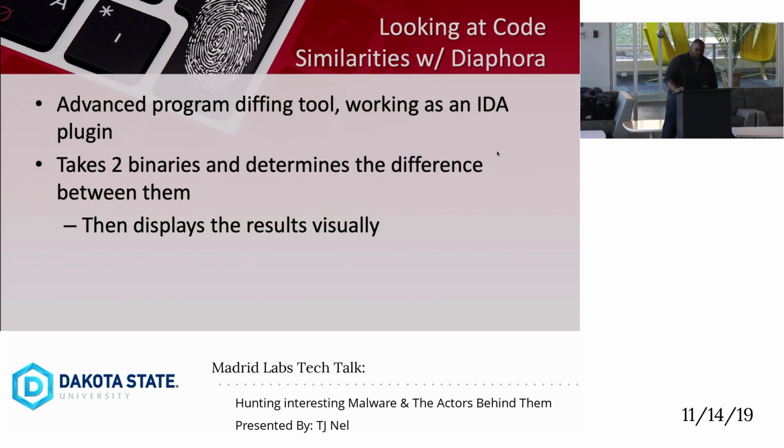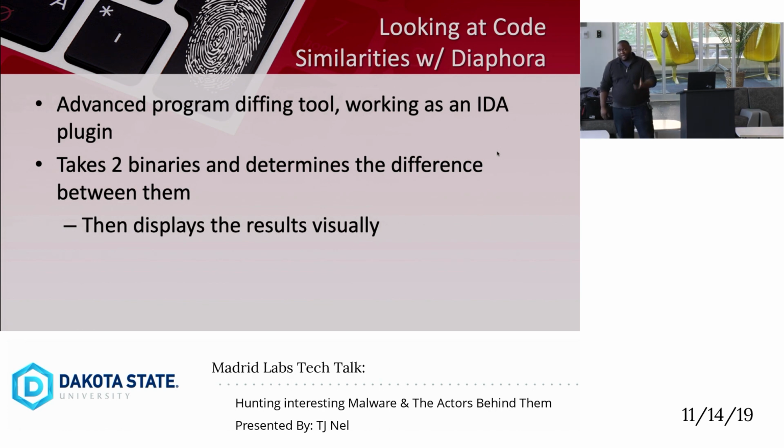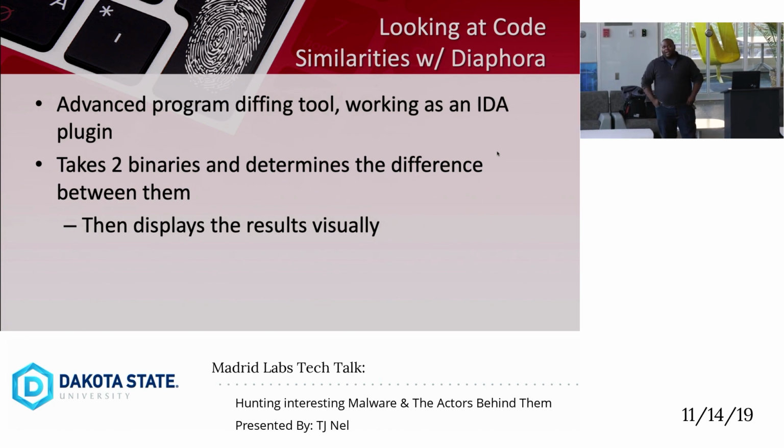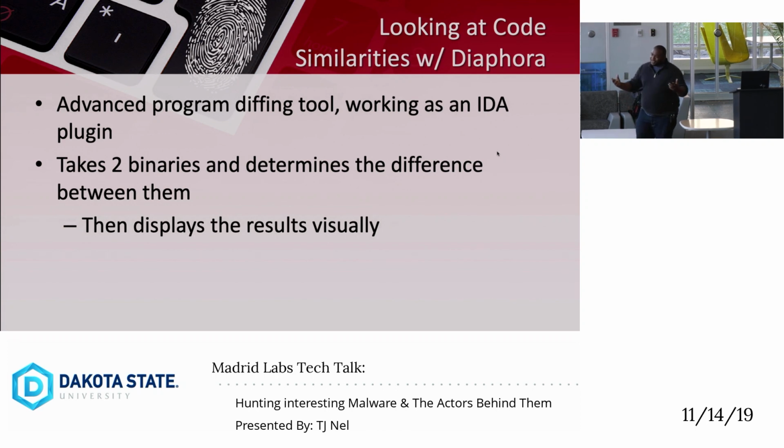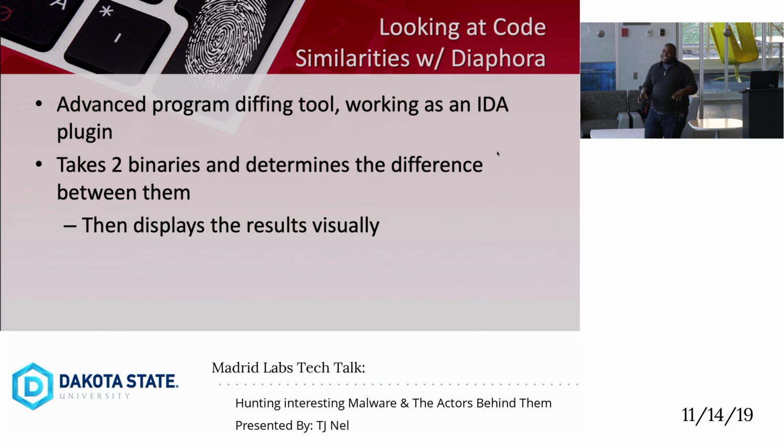There are many ways to do this. You can look at code similarities using a diffing tool. I like Diaphora. It's an advanced program diffing tool that's a plugin in IDA. There are other ones too, like Radare and Diff, and a lot of different things. Essentially it takes two binaries, compares them, and sees how similar they are. It's like the SSDeep of the reverse engineering world, where you look at the binary disassembly and see how close they are. A lot of times they will give you visual results.